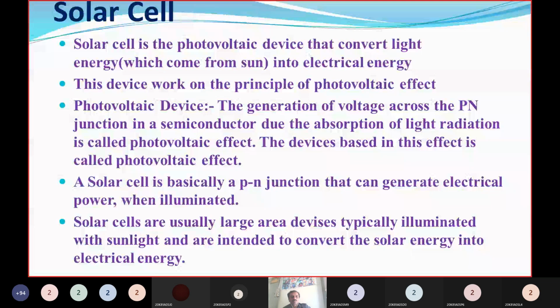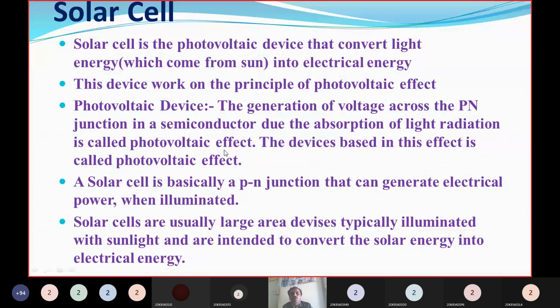Now, the solar cell is a photovoltaic device that converts light energy into electrical energy. This device works on the principle of the photovoltaic effect. What is the photovoltaic effect? The generation of voltage across the PN junction in a semiconductor due to absorption of light radiation is called the photovoltaic effect.